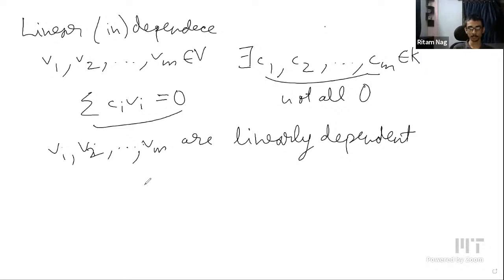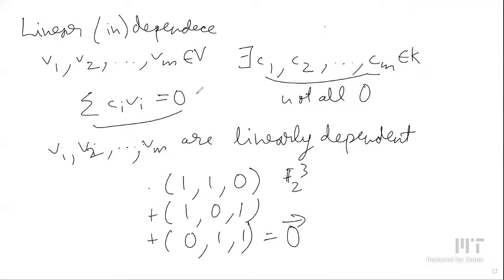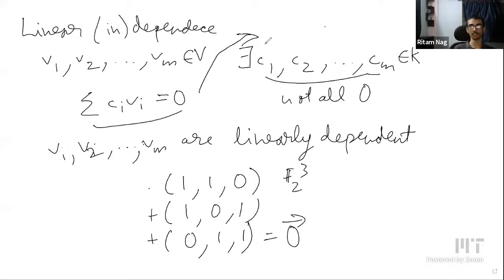Okay, let me give an example. Consider these three vectors in F_2^3: 1 1 0, 1 0 1 and 0 1 1. I claim that these three are linearly dependent because if you add these three vectors, you actually get 0. Can you see that?